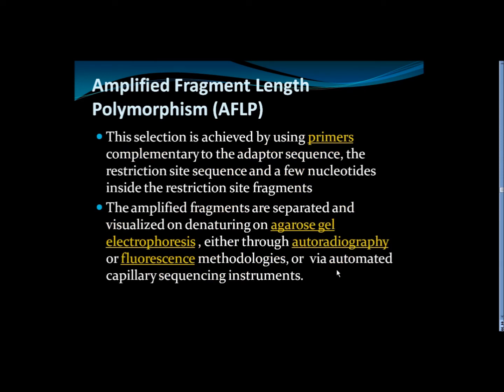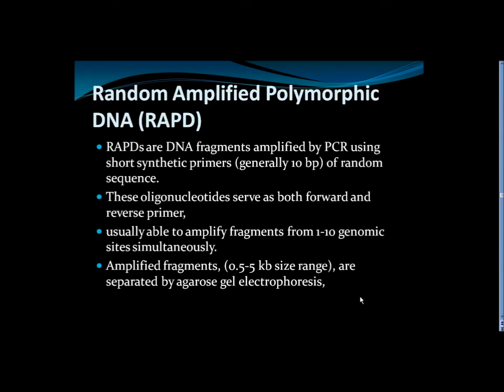This selection is achieved by using primers. Primers are short nucleotide sequences which are complementary to the adapter sequence, the restriction site sequence, and a few nucleotides inside the restriction site fragments. The amplified fragments are then separated and visualized on an agarose gel electrophoresis or through automated capillary sequencing instruments.